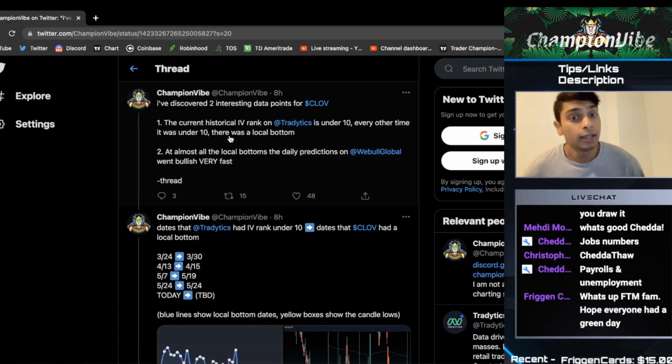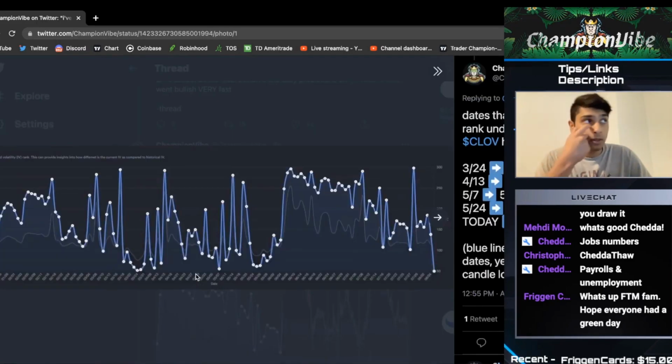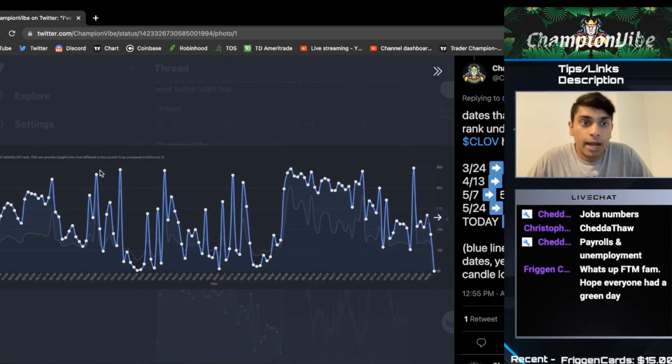But looking at the data, the traders on Webull actually have been doing a really good job of identifying the trend for Clover. I haven't looked at this for other stocks. I don't know if it holds up across the board, but we're gonna take a look at it. So first of all, for what I'm talking about with the IV rank under 10, if I pull up this image, you can see a chart over here with the IV rank of Clover.